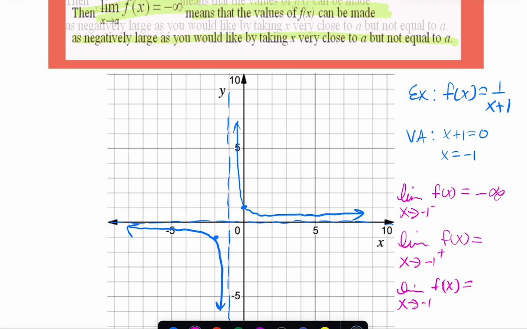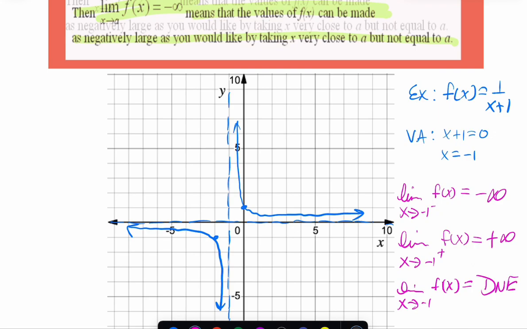Gosh, I'm having problems writing today. So now let's approach it from the right. What height are we approaching? Positive infinity. Now, if they matched, that would be our answer. Even for infinity answers, if they match, that's your answer. If they don't match, it's a does not exist. So if they both said positive infinity or both said negative infinity.